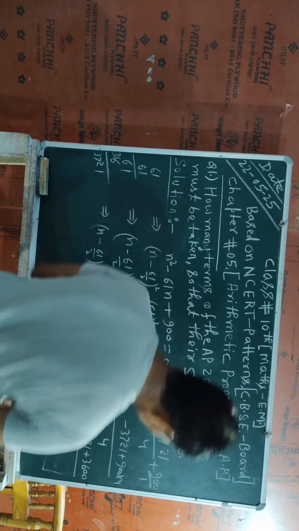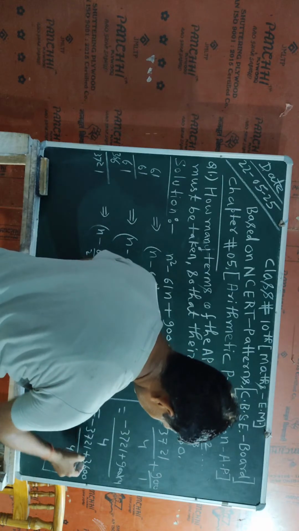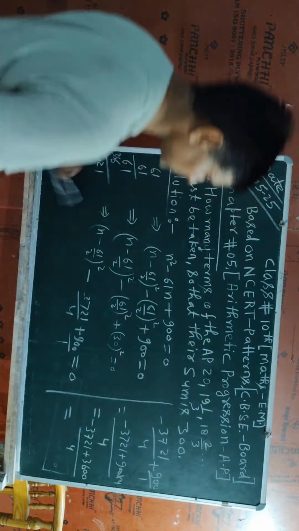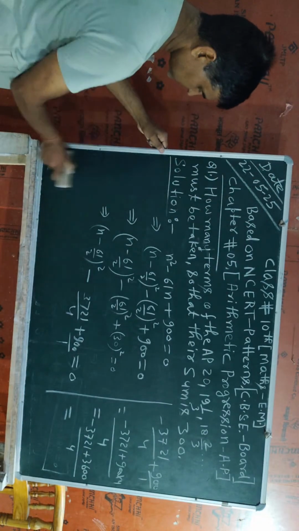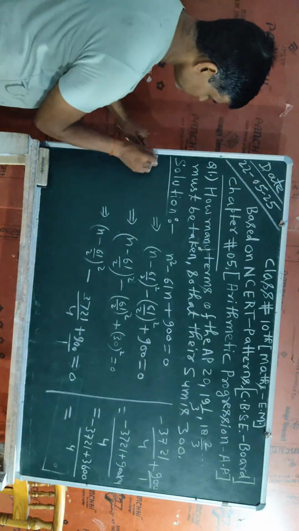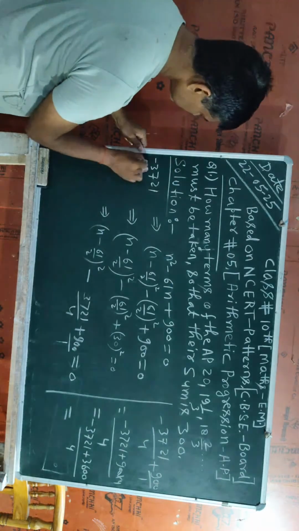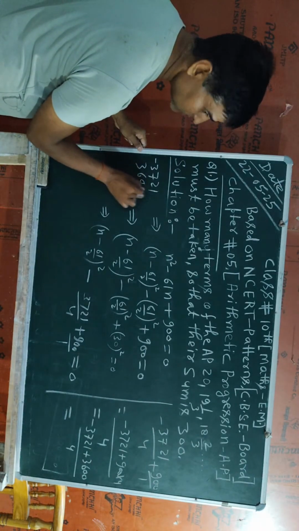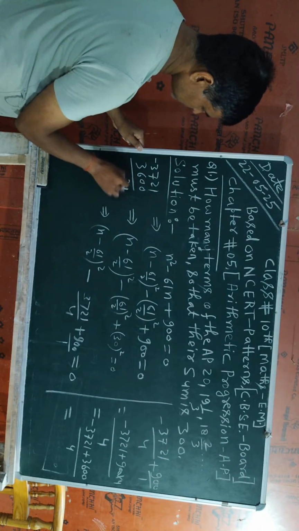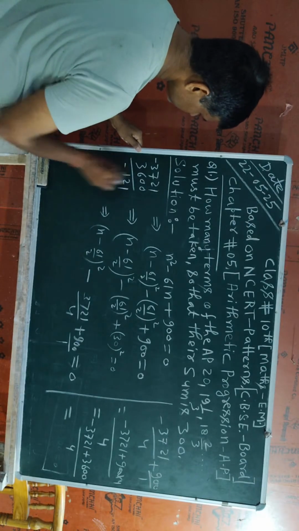Again here I will say its value will be, I will subtract from this. Here I am going to subtract, because after subtracting I will get that value and that value I will put here: minus 3721 and here is 3600. Now here I will say this will be 1, this will be 2 and this will be 1 and here I will say minus sign.